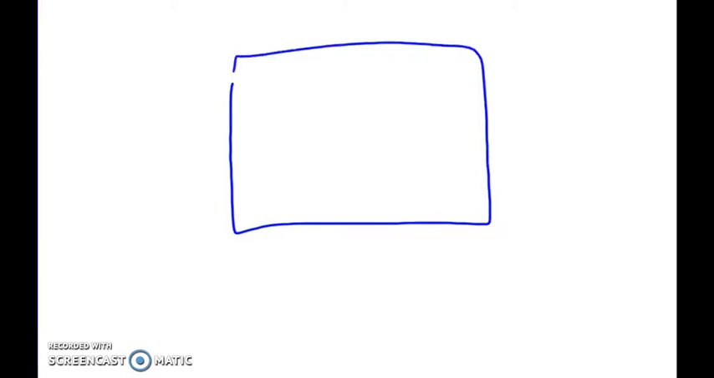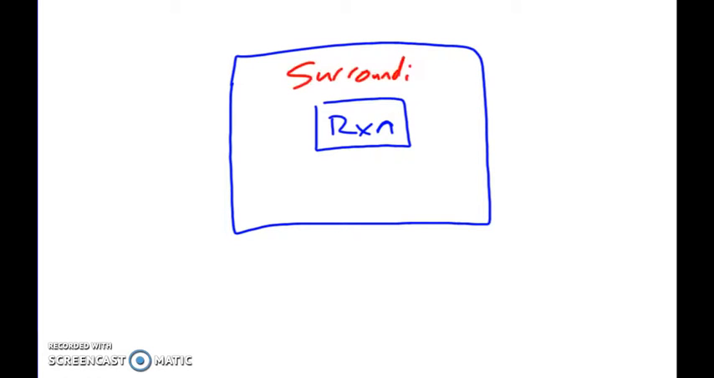Now, a way to picture this is, we're going to draw here our calorimeter. In the center here, I'm going to have my reaction. Now, we established in previous lessons, we can't measure the reaction. We can only measure the surroundings. In order to do that, we measure it with the temperature. So we put in our thermometer and we measure the surroundings.